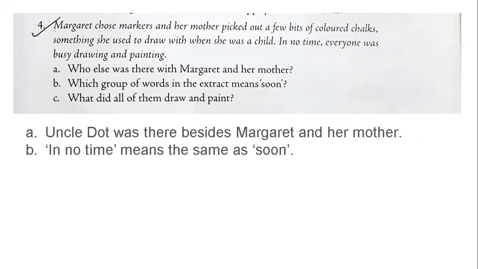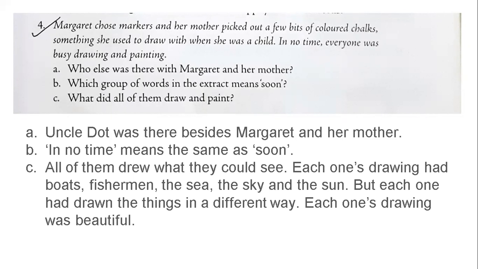What did all of them draw and paint? All of them drew what they could see. Each one's drawing had boats, fishermen, the sea, the sky, and the sun. But each one had drawn the things in a different way. Each one's drawing was beautiful. Did you get all the answers right? If not, you can make a change and correct your answer.